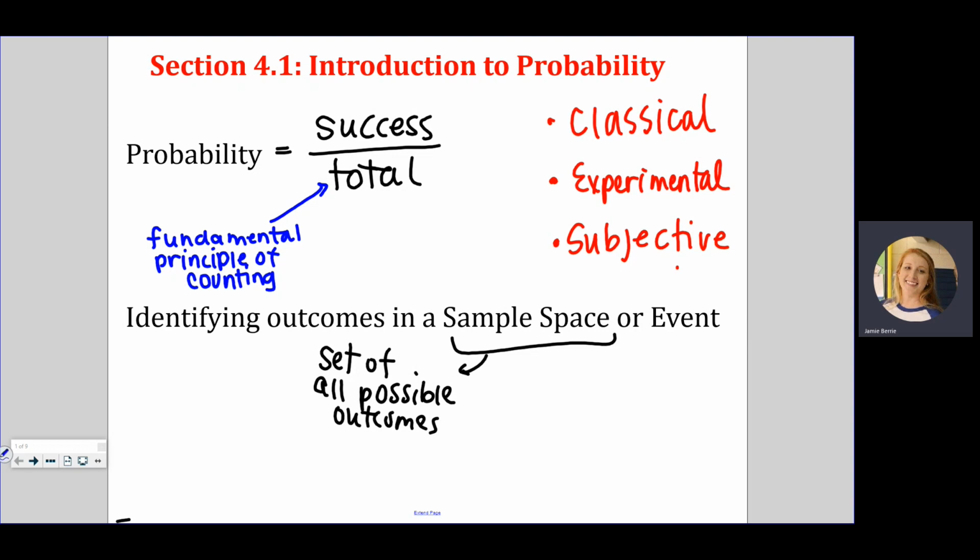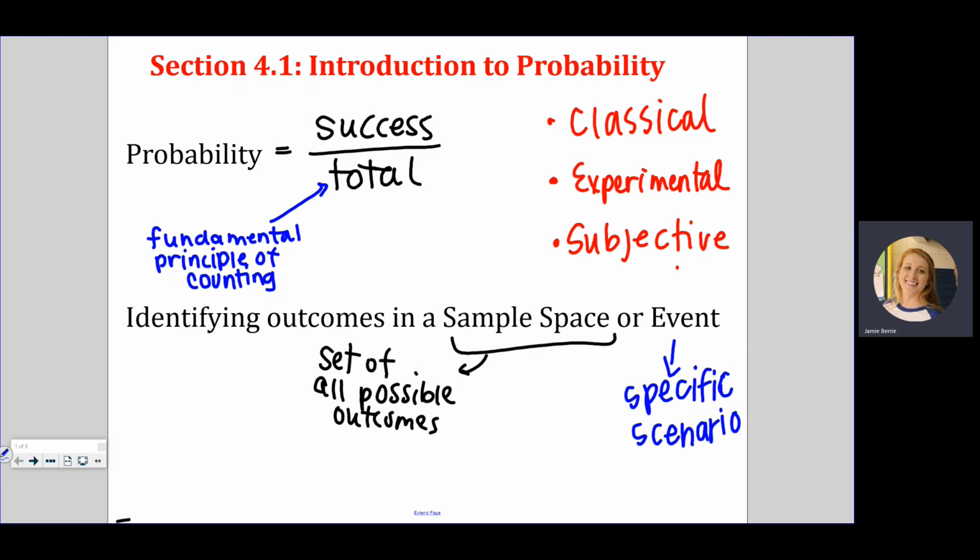An event is a specific scenario. So if you're rolling a dice, maybe you're looking for an even number. You want to roll an even number. So that would be your event, that you roll an even number, or rolling an odd number, or rolling a prime number. So it's just some specific scenario that you're looking for.